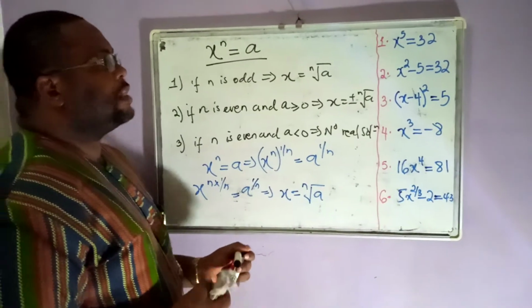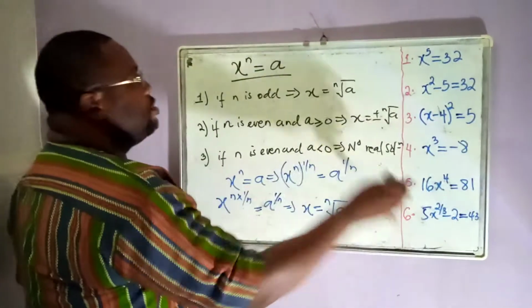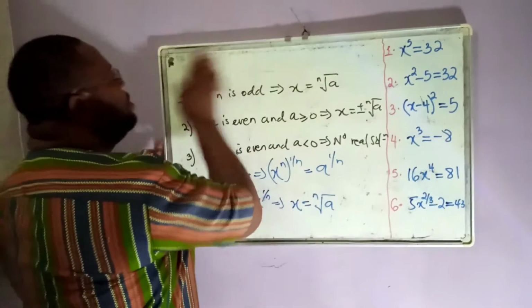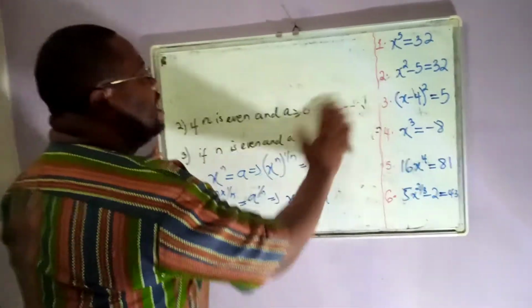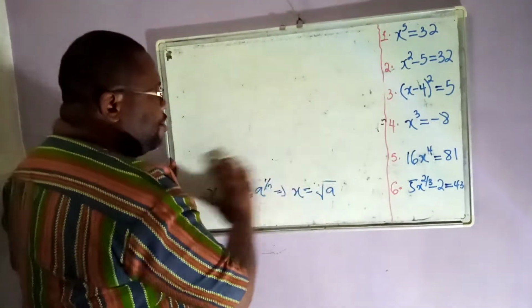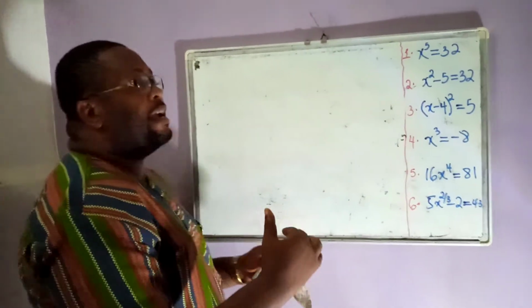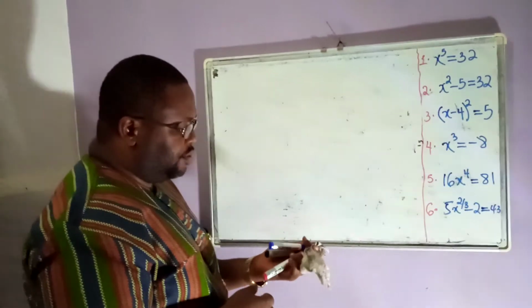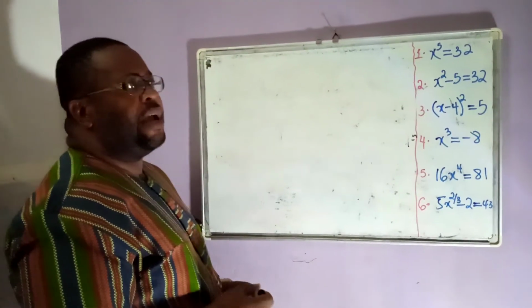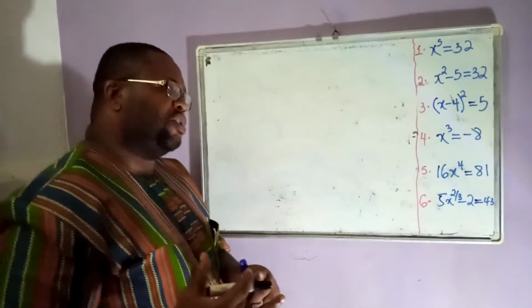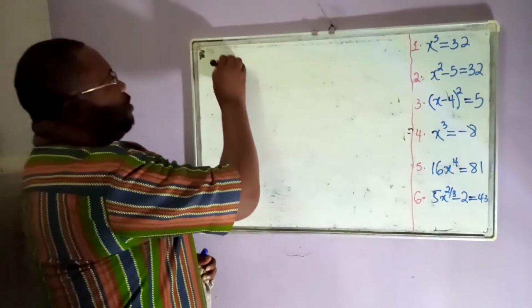Now, having explained this, I want us to run down the solution to these 6 problems as quickly as we can. Remember, you need to know the difference when a is greater than or equal to 0, and whether n is odd or even. So let's solve number 1.